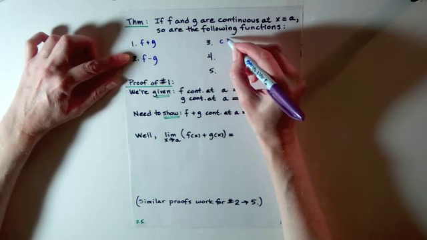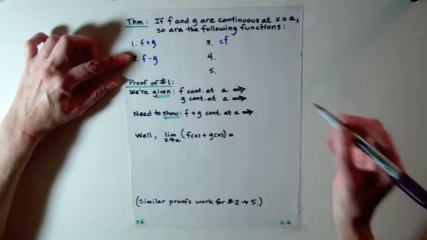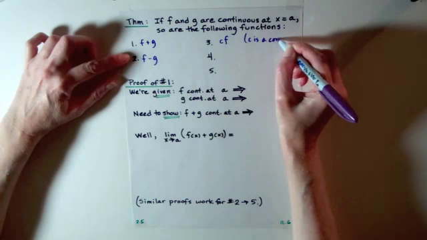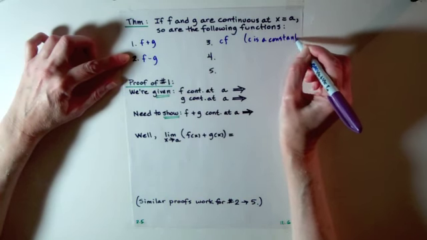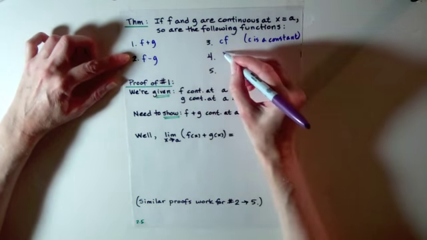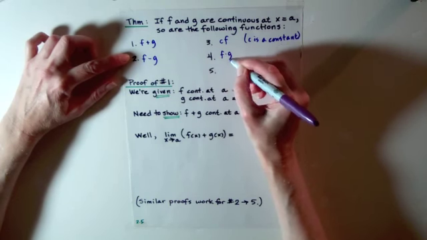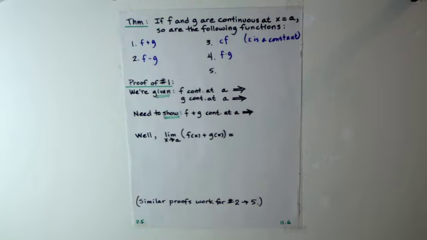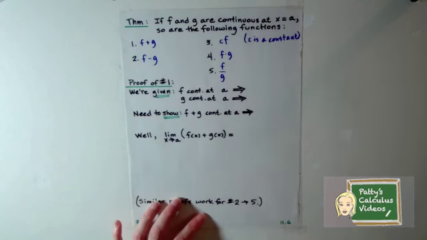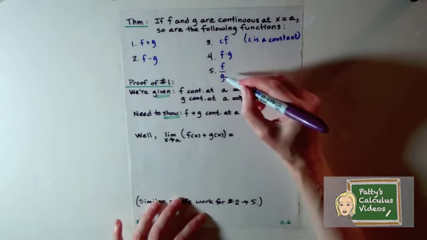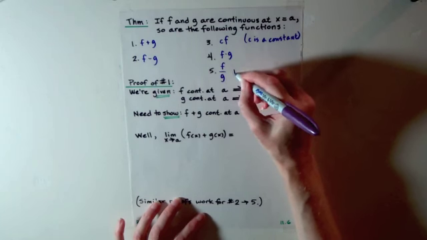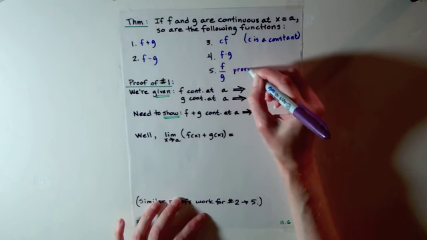If I do a constant multiple of f, where c is a constant, some real number c, then c times f will be continuous at a. The product f times g will be continuous at a, and also the quotient f over g will be continuous at a. Of course, when we're dividing, there is a little provided that, and you can probably guess what the provided that is.